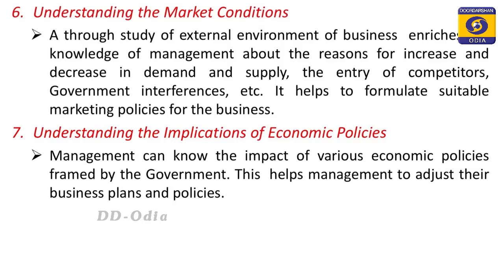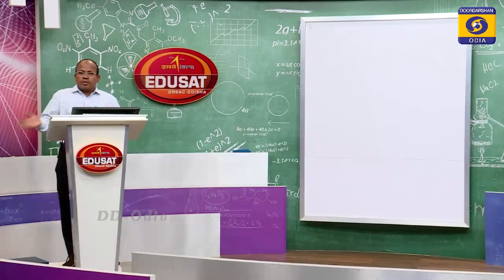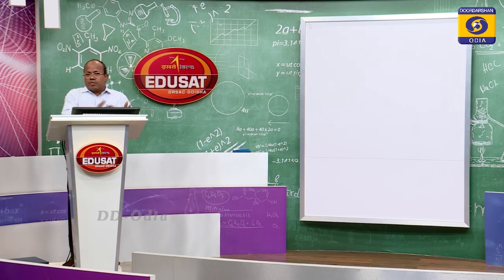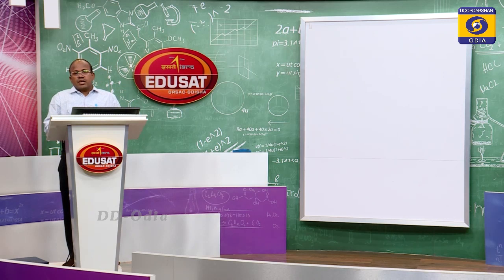Similarly, understanding the implications of economic policies. The economic policies of a country are framed by the government of India, and if the government is going to frame certain new economic policies, then if you keep a vigilant eye, if you keep constant watch on the environment, we can know what are the likely changes that are going to take place in the economic policies of the government. Accordingly, we can be ready to adapt ourselves to the changing environment, because we have to adapt ourselves to the changing environment. We cannot change the environment, we have little control over the environment. We cannot prevent or stop the government from taking certain policy decisions. Government will take decisions independently, but we have to adapt our business, our plans and policies in accordance with the policies of the government.